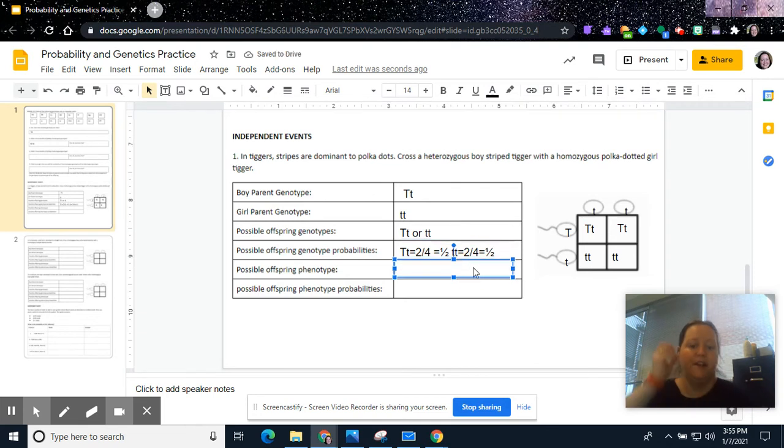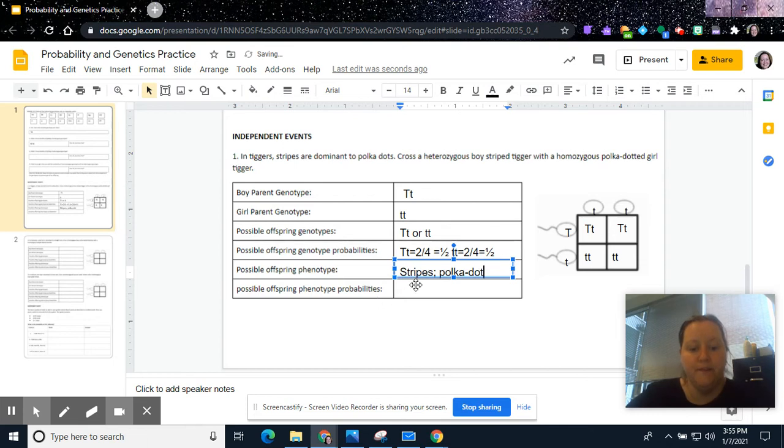So then the possible offspring phenotype. So I always remember pheno is how they physically look, and so that's how I remember the difference between geno and pheno. And so physically, if you're a big T, little t, you have stripes. If you are a little t, you are a polka dot. And then for the probabilities, if you're a big T, little t, you're stripes, so that's 1/2. And then polka dots, those are going to be the ones that are the little t, so also 1/2. And that's how you do that example problem.